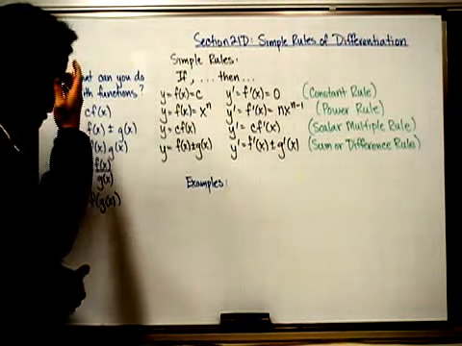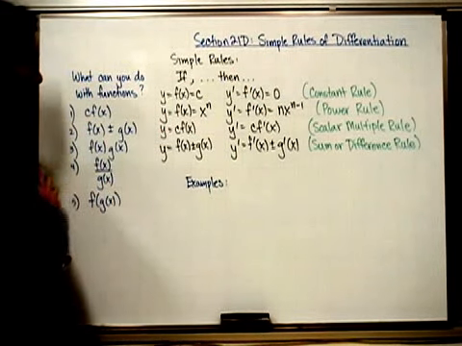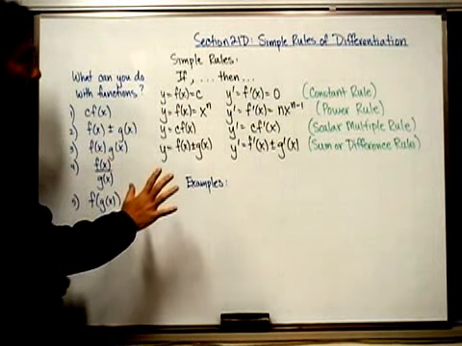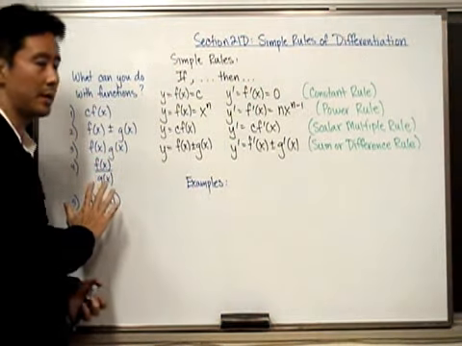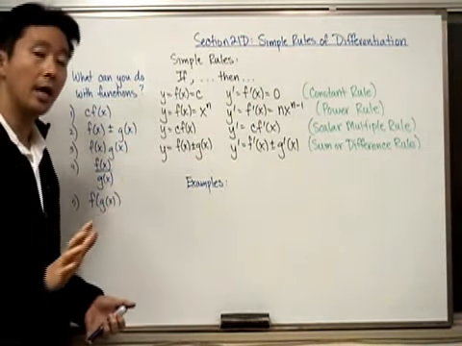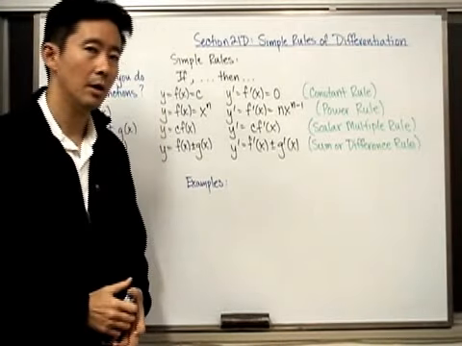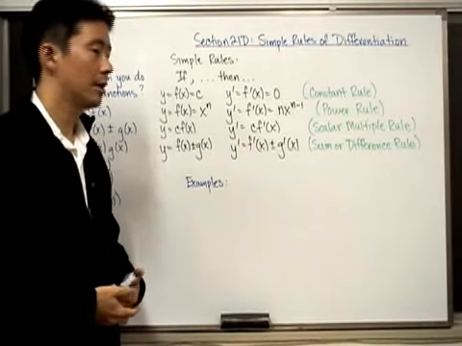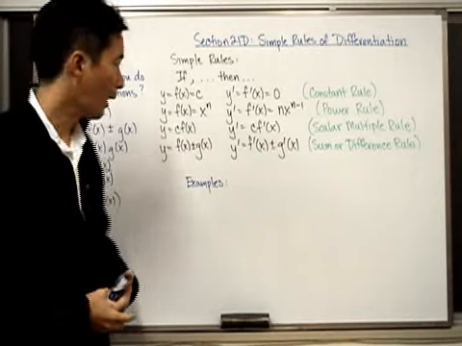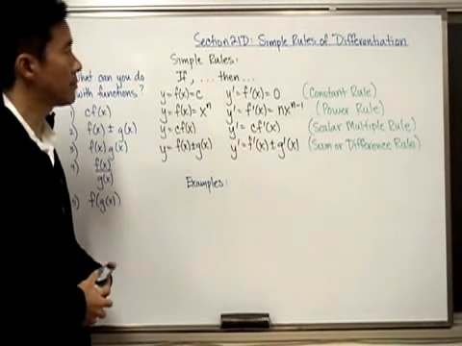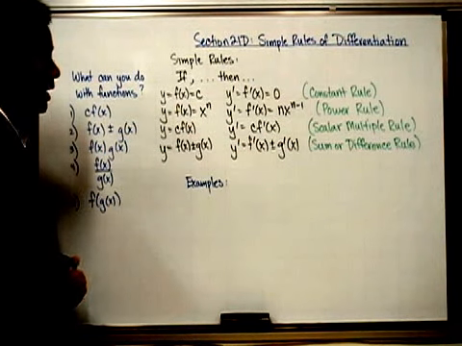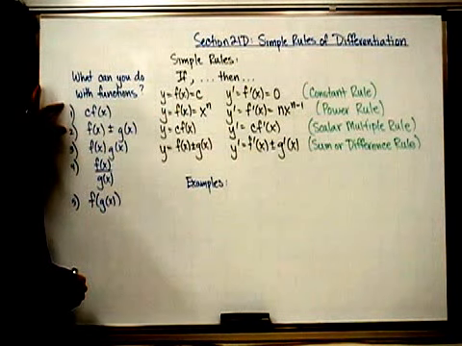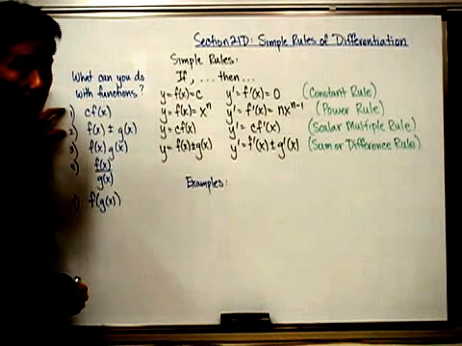Okay. If you think about all the simple rules that we'll need to cover all of these cases, and there are about 15, you'll be able to differentiate any function that's given to you without having to go through the first principles. So let's take a look at some simple rules, and we're going to look at these two first, number 1 and number 2.